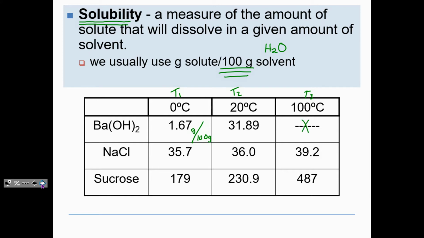It stops. Solubility ceases. Table salt, we can dissolve 35.7, and again, this is grams over 100 grams of solvent. As you look, it only goes up about 1 gram and then 3 more grams at 100 degrees. So the solubility is very straightforward. Now, with barium hydroxide, it went up rapidly, but then it just kind of cut off. Sucrose goes 179 grams, 230, 487. So its solubility is very steep. Different substances have different solubilities.